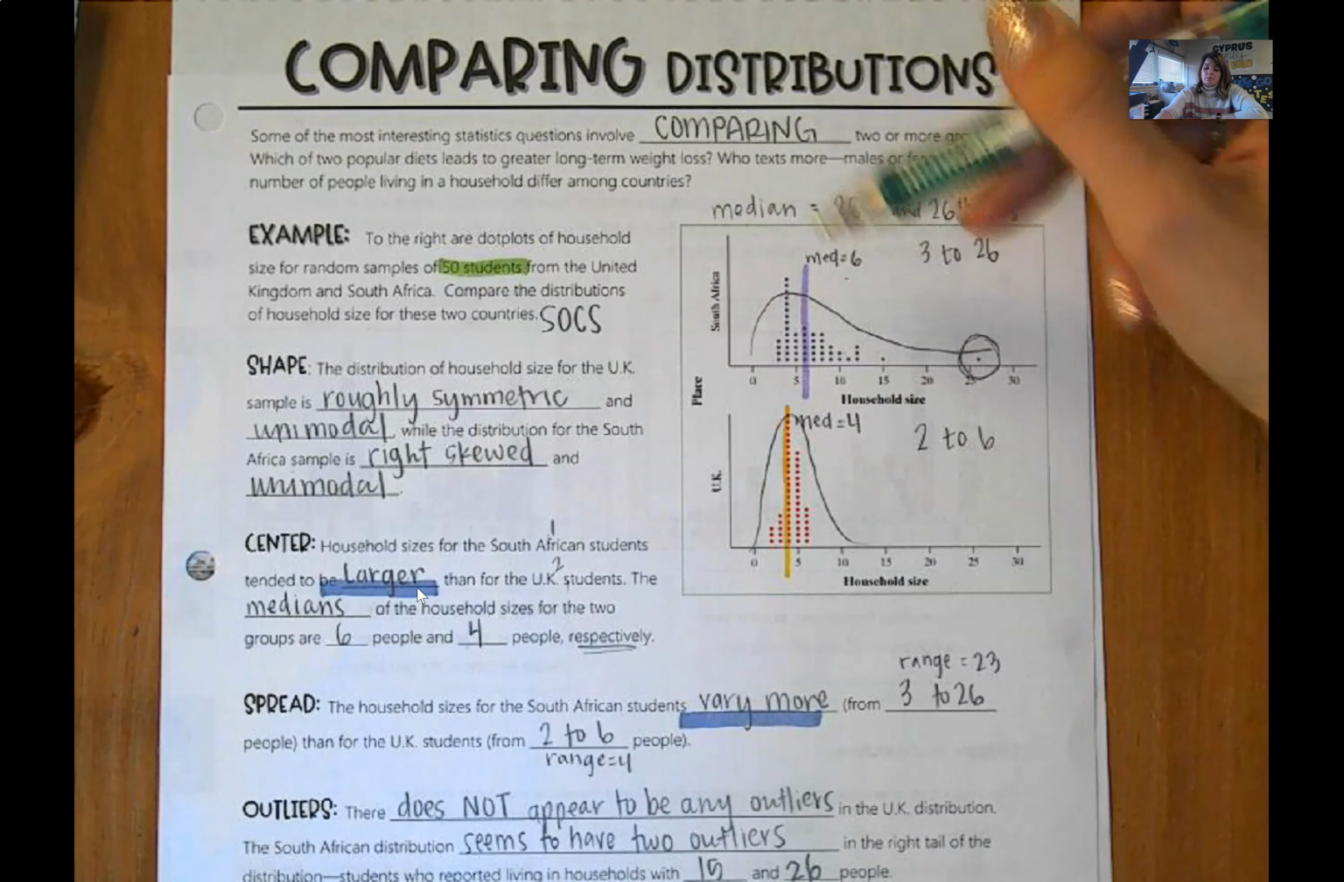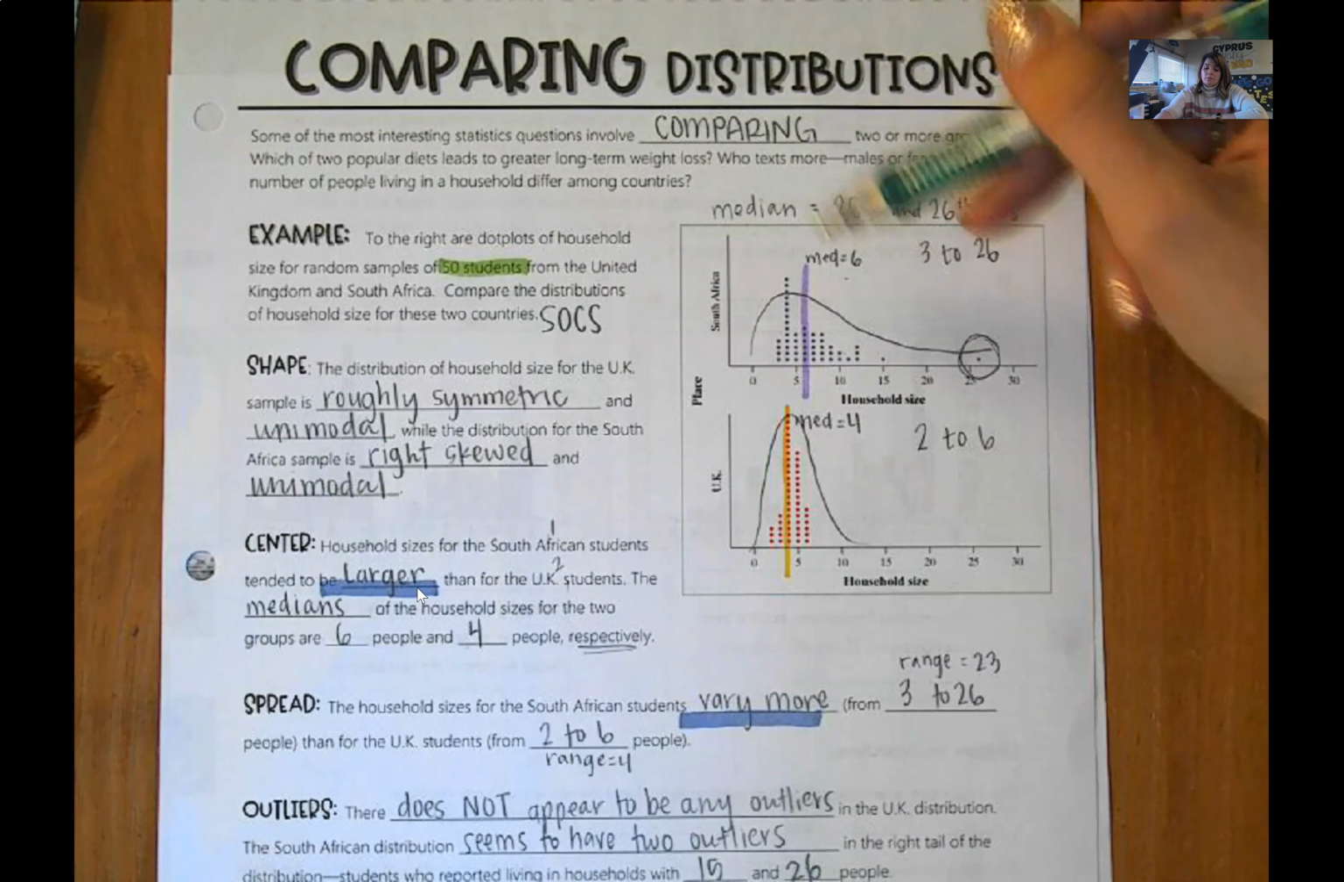We went through all of this. Made sure to add context because that's really important when you're comparing distributions. So you have to write specifically about the different categories that you're looking at. So in this case, it was South Africa and UK. And then the last thing that we ended on was you have to explicitly compare the values, meaning you have to use words that compare things like larger, less than, very, more, things like that.